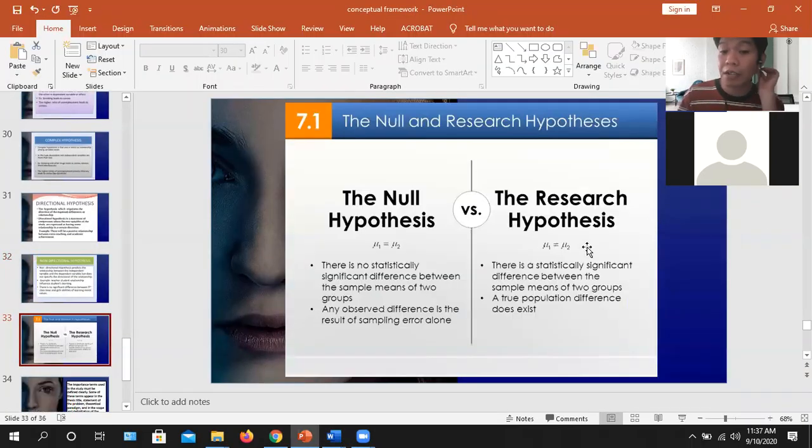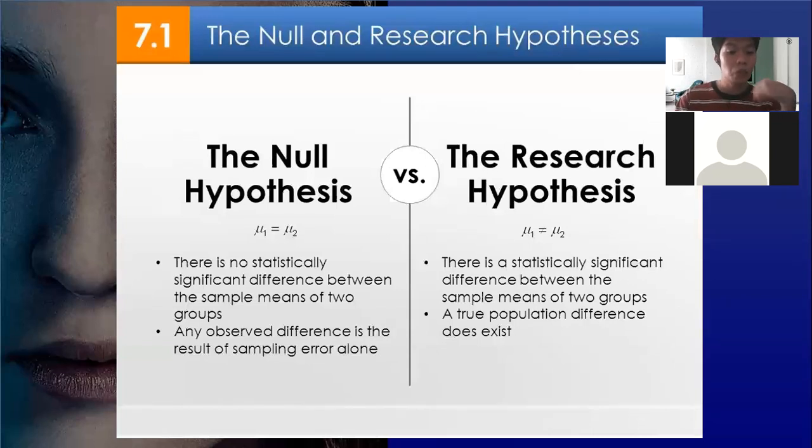Ito, null hypothesis and research hypothesis. There is no statistically significant difference between the sample means of two groups, and the observed difference is the result of sampling error alone. So, itong null hypothesis, meaning there's no significant relationship doon sa variables na inyong study. Ito namang research hypothesis, meron siyang significant difference or significant relationship doon sa study ninyo, yung variables of your study.